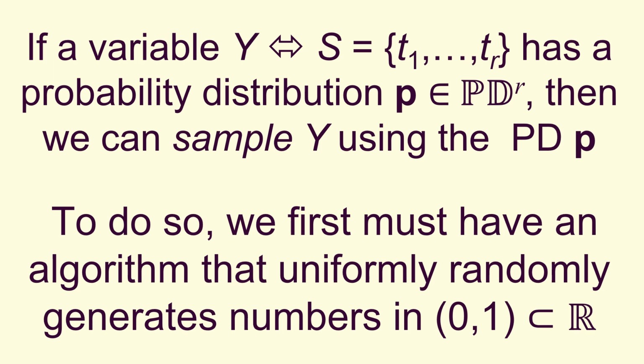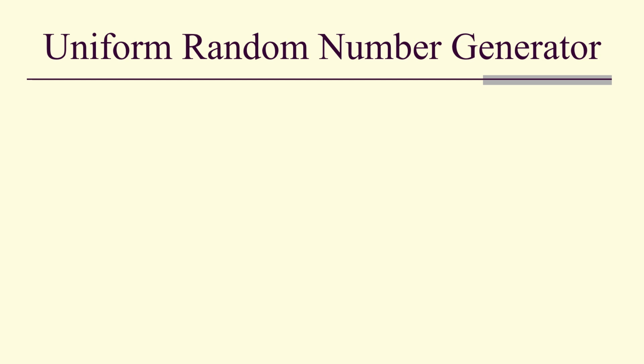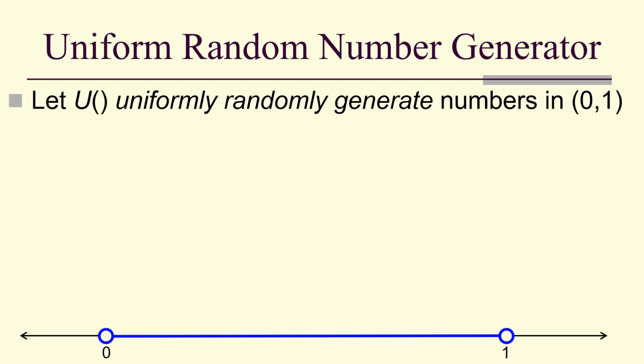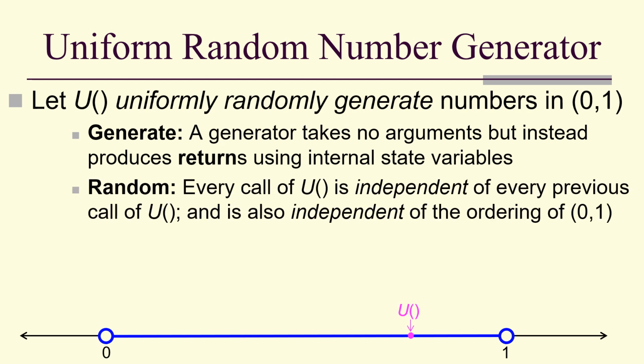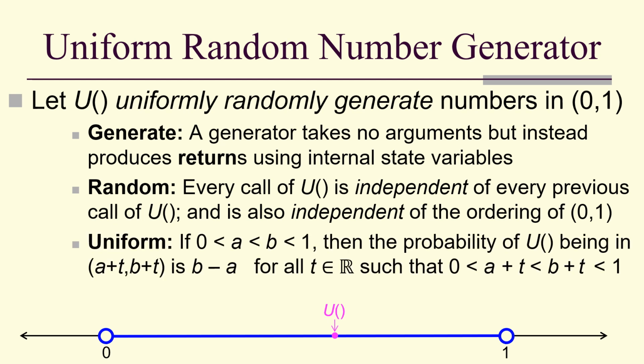But first, we need an algorithm that uniformly randomly generates numbers in the unit interval. A uniform random number generator is a generator, which means it takes no arguments, but instead returns values using only its internal state variables. Random means every call of the random number generator is independent of every previous call and also independent of the ordering of the unit interval.